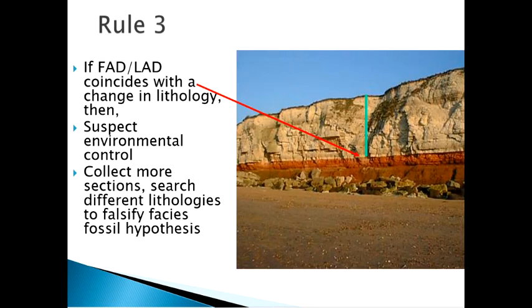Rule number 3, if you have a FAD or a LAD and it coincides with a change in lithology, a change in the rock type, then that's one of the clearest signals around that you're looking at probably not a real FAD or a LAD, but just something that's due to environmental change. So in this diagram right here, this cliffside, you've got a particular species represented by this green bar, and you've got a FAD right there at that line between that particular sandstone and let's say this silty mudstone below. I would immediately say, well, I'm going to question that particular FAD right there. It's probably something that is related to the change of environment that brought this type of rock, this type of environment here.